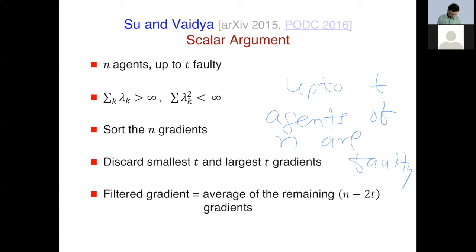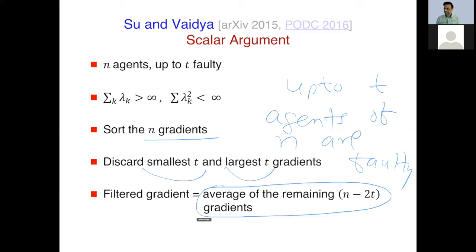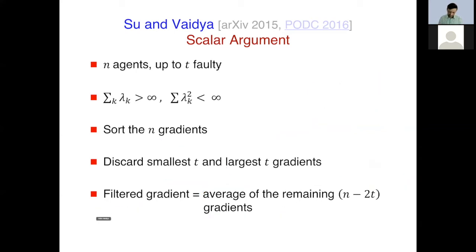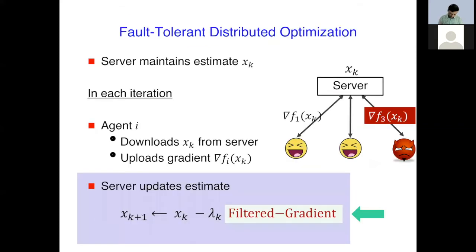And so what the server does is collect those gradients, sort them, they're just real numbers now, throw away the smallest t values, the outliers, and the largest t values. And then compute the average of the remaining n minus 2t gradients. What you get at the end of this is the so-called filtered gradient. And then we take the step as shown here. So the filtered gradient goes in here instead of just the summation of the raw values of the gradients received from the agents. And we take a step in that direction.